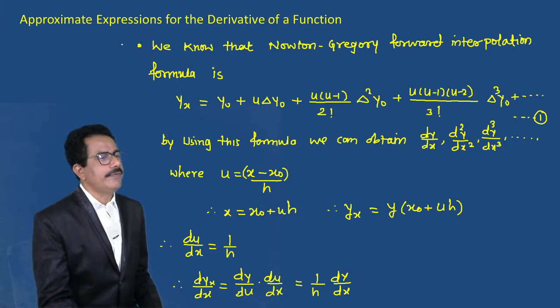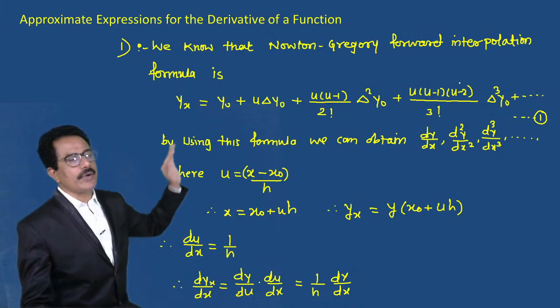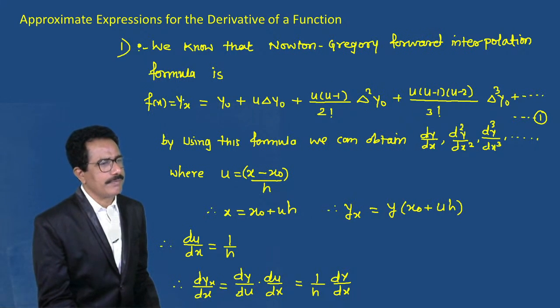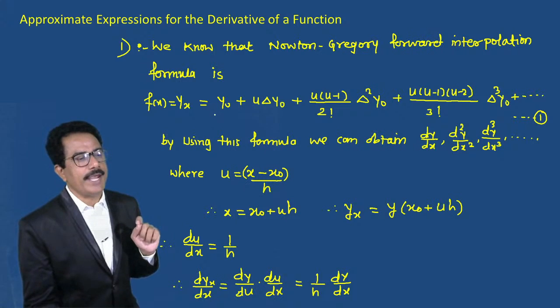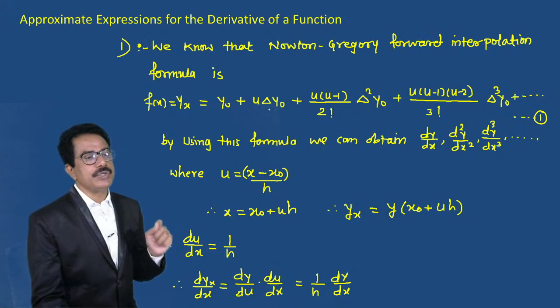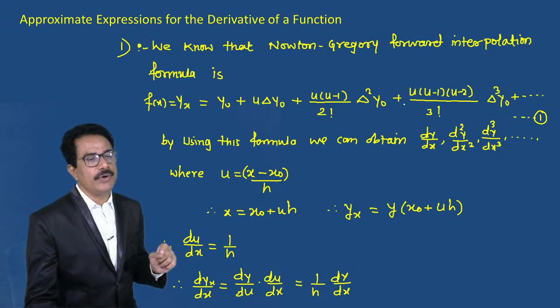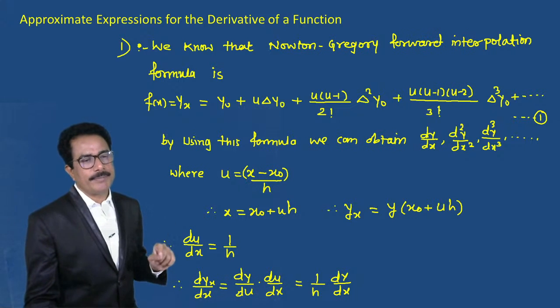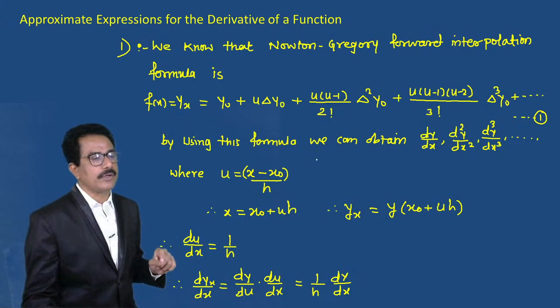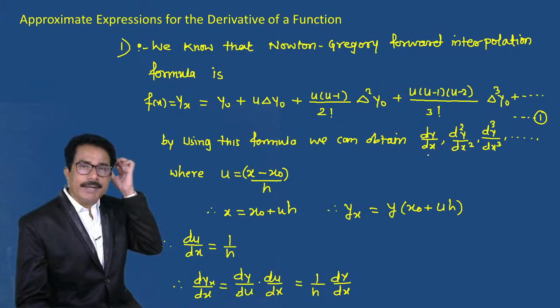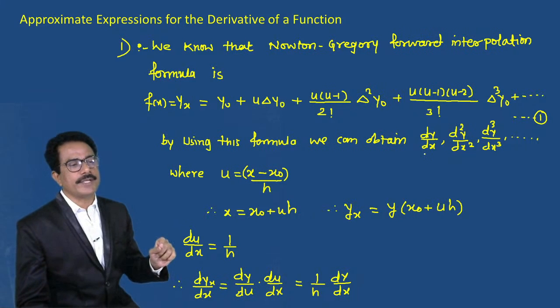Actually first we know that Newton's Gregory forward interpolation formula is y suffix x, or it is also called f of x, equals y0 plus u delta y0 plus u into u minus 1 upon 2 factorial delta squared y0 plus u into u minus 1 into u minus 2 upon 3 factorial delta cube y0, in this way and so on. By using this formula we can obtain the derivative dy by dx. dy by dx means f of x plus h minus f of x divided by h.